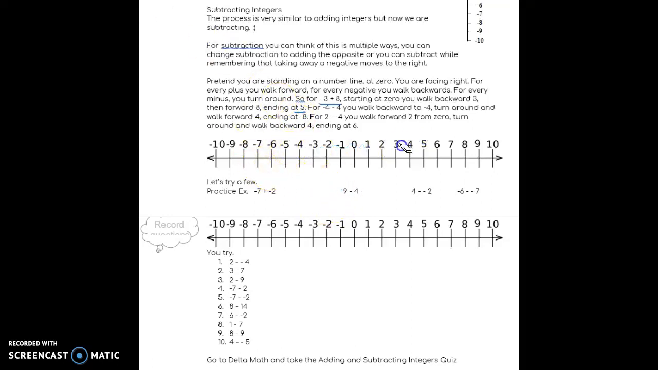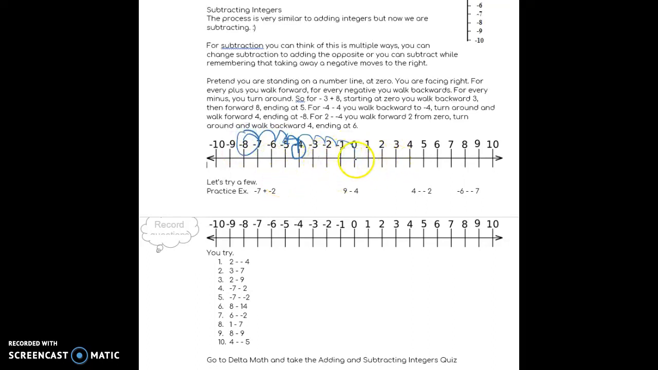All right, for the next one, it says negative 4 minus 4. So I'm going to start at negative 4, or I'm going to walk backward to negative 4. 1, 2, 3, 4, right? And now there's a minus sign, so I turn myself around. So I'm now facing this direction, right? And then I'm going to walk 4 more. 1, 2, 3, 4. And I wind up at negative 8, okay?